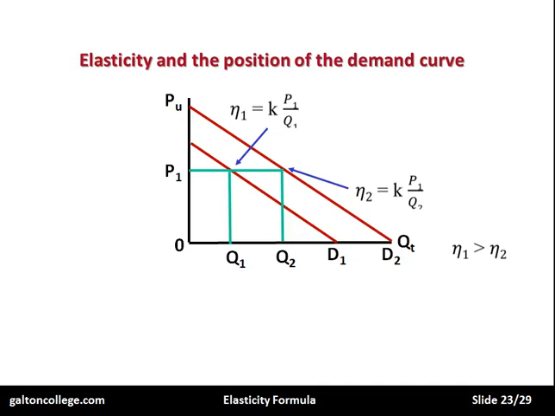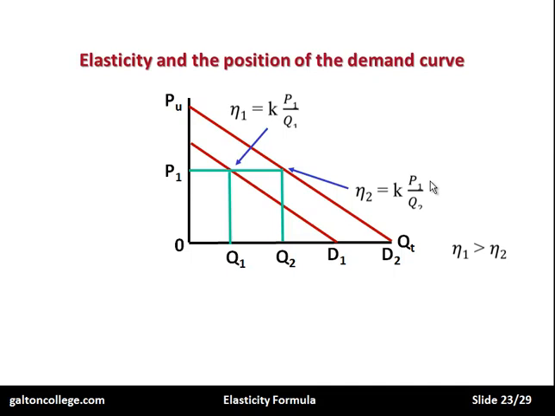Elasticity, eta 1, from this formula up here, eta 1 is equal to K times the price quantity ratio, P1 over Q1. So the elasticity here is P1 over Q1 times K. We can just say K is a constant. And over here, the elasticity is P1 over Q2.